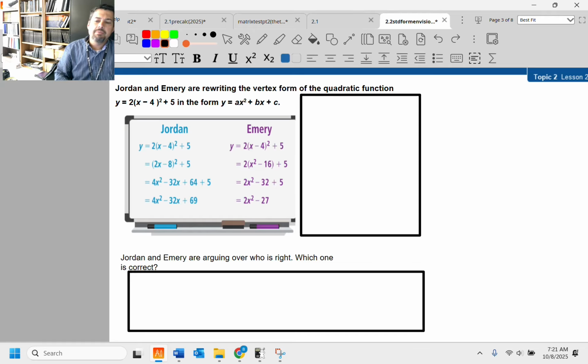All right, so Jordan and Emery are rewriting the vertex form of the quadratic function y equals 2 times x minus 4 squared plus 5 in the form of y equals ax squared plus bx plus c. And you can see Jordan's work, and you can see Emery's work. And if we were in class right now, I'd let you guys study this for about a minute. So hit the pause button. And I want you to figure out who's right, because they're arguing about who's right.